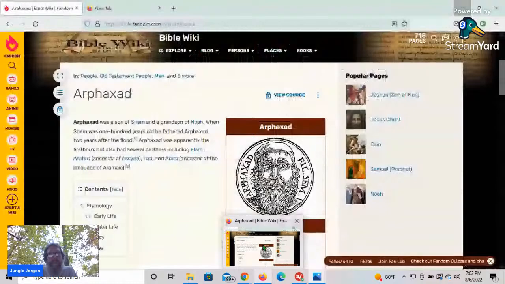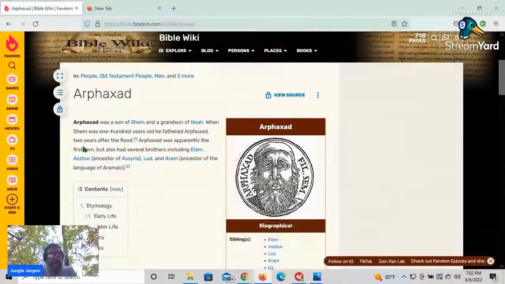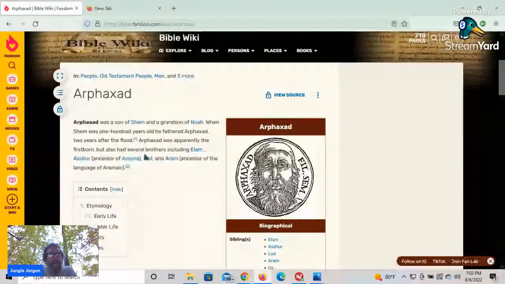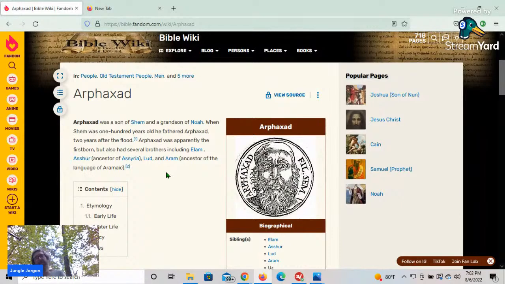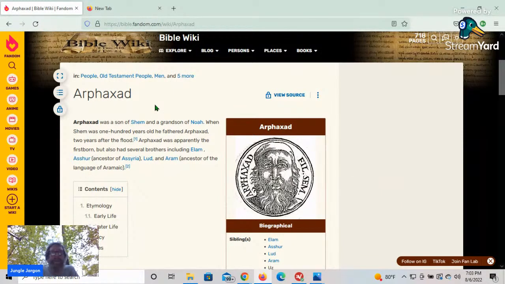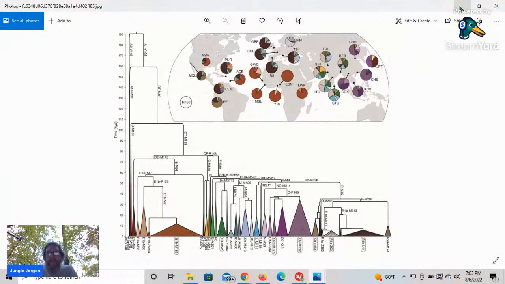Arphaxad was the son and grandson of Noah. When Shem was 100 years old, he fathered Arphaxad 2 years after the flood. 2 years after the flood, after Japheth was born, Arphaxad was apparently the firstborn, but also had several other brothers, including Elam, Asher, Lud, and Aram. So that's the update. We're making progress here, and everything is going to work out for sure. I'm sure of it, because everything just keeps working out.